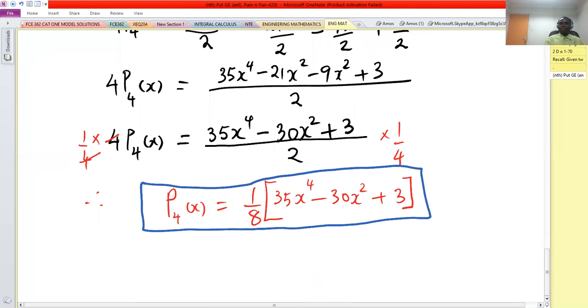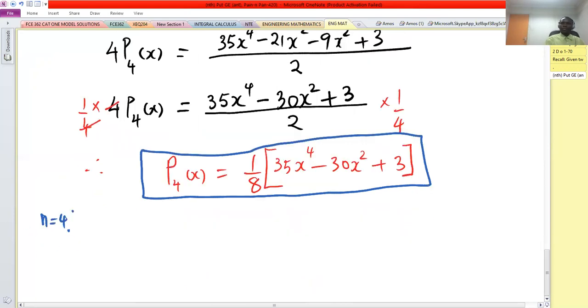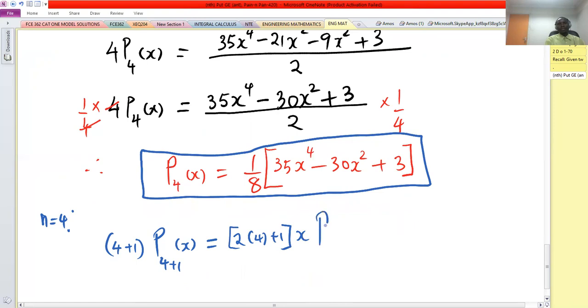Lastly, we'll fix n to be 4. So when n is 4, putting into the recurrence formula, we'll have (4 plus 1) P_{4+1}(x) equals 2 times 4 plus 1, multiplied by x, and then P_4(x), and then minus 4 minus 1 of x.